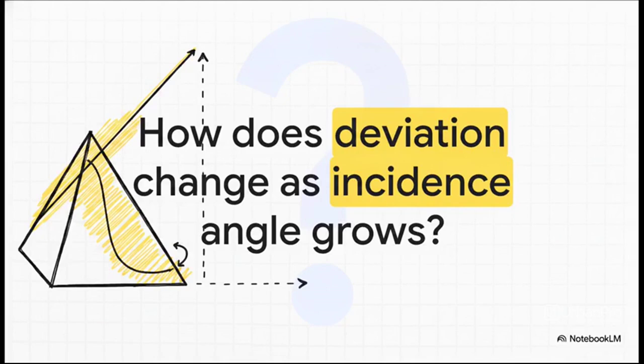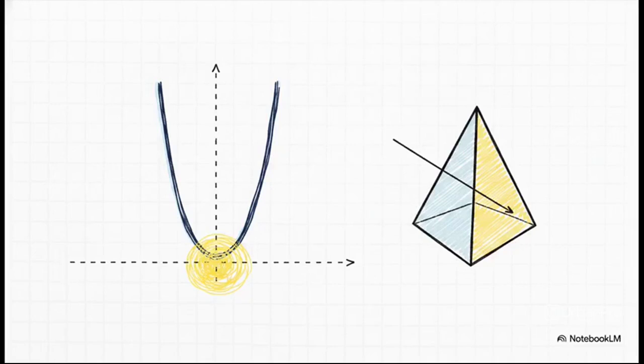But I want you to think about this. What actually happens to that deviation as we change the angle at which the light hits the prism in the first place? If we make that angle of incidence larger and larger, does the deviation just keep getting bigger right along with it? The answer will probably surprise you. If we trace out the pins, carefully measure all our angles, and plot the data, we don't get a straight line. We get this characteristic U-shaped curve.